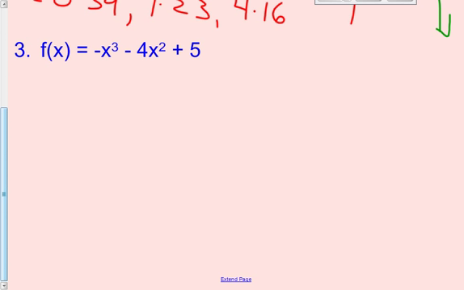All right, after working this one out on your own, hopefully for number 3, you got 3 zeros. Those zeros are at a negative 3.62. The next one is at a negative 1.38. And our third zero is at a positive 1.